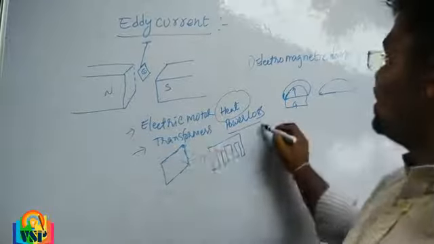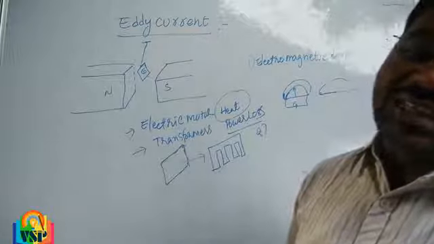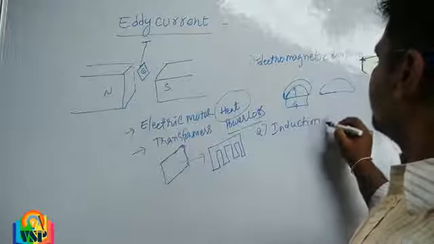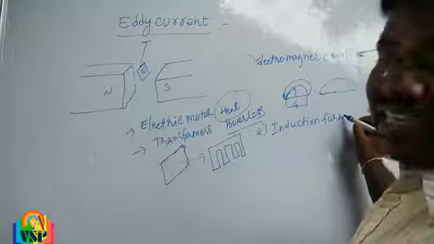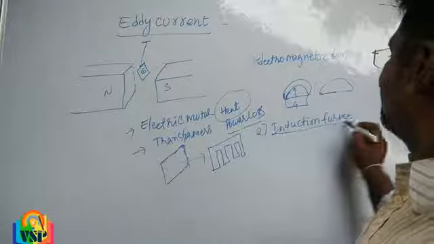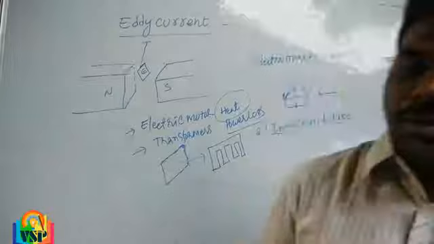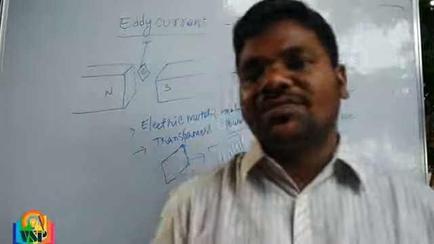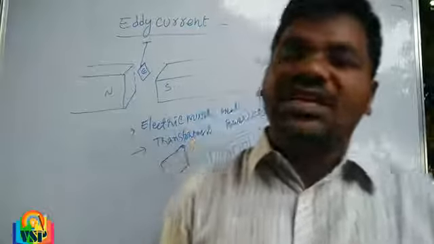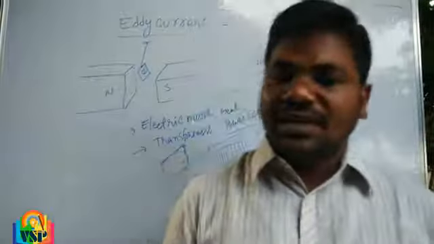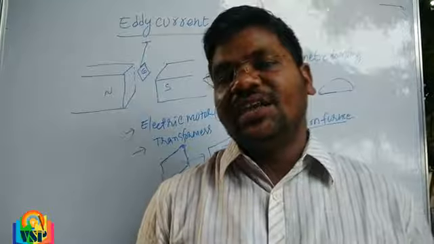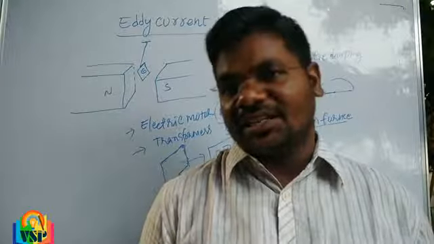Second one, induction furnace. We know that a furnace is used for melting metals. By using eddy current, we can make an induction furnace to melt materials of high melting point.